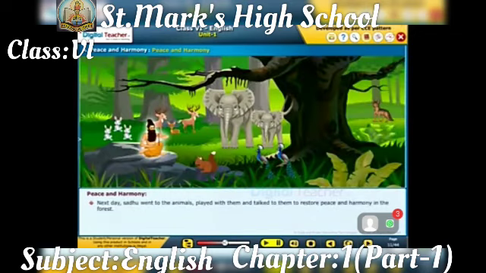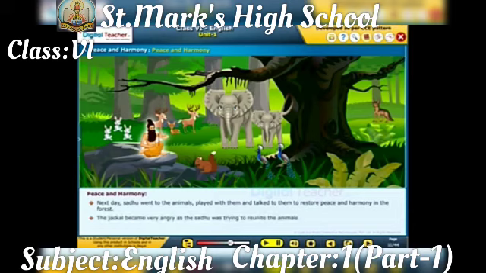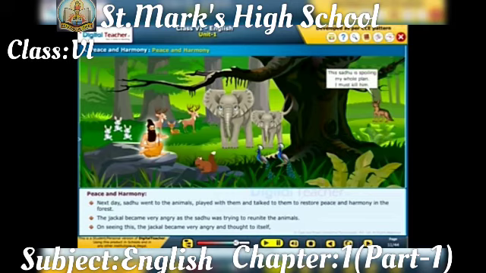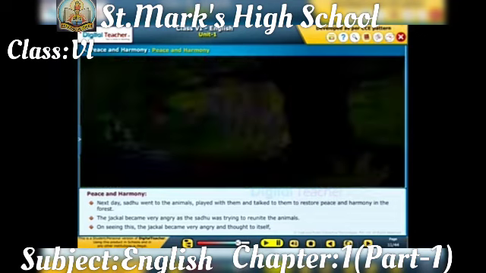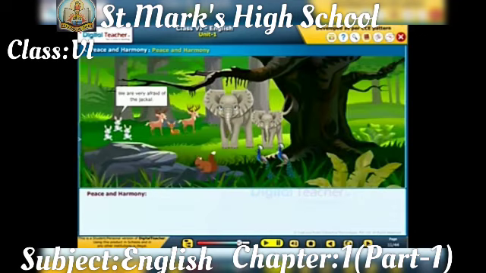Next day, the sadhu went to the animals, played with them, and talked to them to restore peace and harmony in the forest. "I am very happy to spend time with you." The jackal became very angry as the sadhu was trying to reunite the animals. On seeing this, the jackal thought to itself, "This sadhu is spoiling my whole plan. I must kill him." "We are very afraid of the jackal."